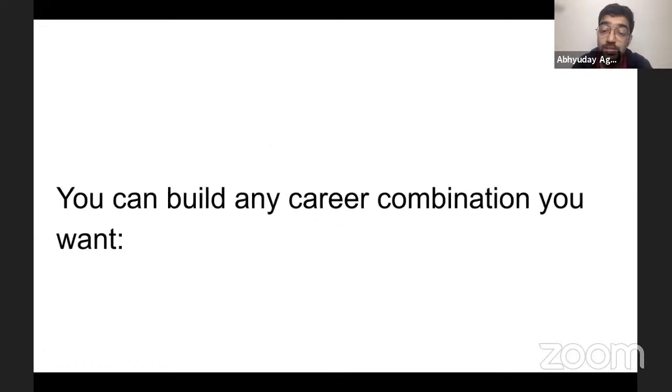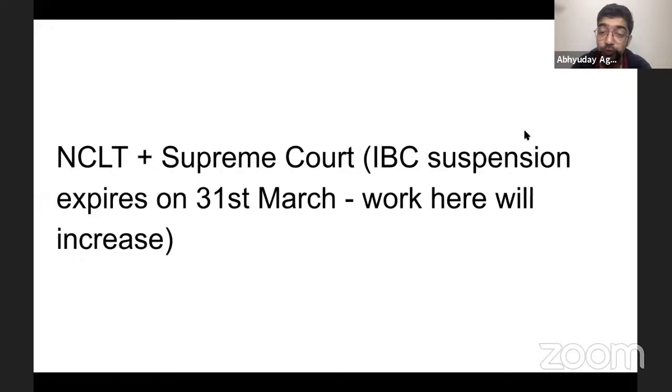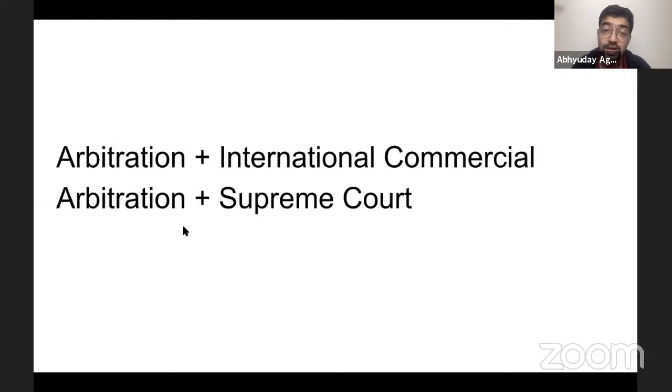Now I'll tell you how to build some important combinations. IBC was suspended for 1 year, and that is being lifted on 31st March. Work on IBC will increase. So if you can do IBC work at NCLT, NCLAT, and Supreme Court, that is one combination to use.